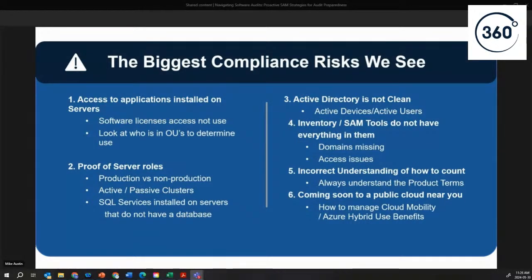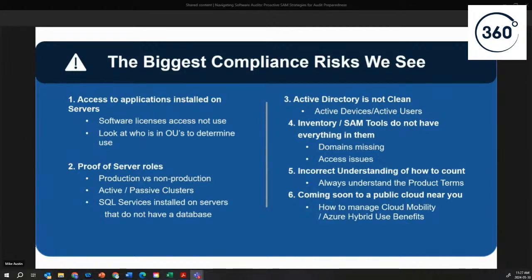IBM ILMT is a big one. I don't know how many times we get called where clients say, I'm getting audited by IBM. I'm doing subcapacity. They tell me I need ILMT. I had no clue I needed it. That's causing the problems because they're just like, well, we just assigned 2 cores and we're great. And IBM says, no, it's full capacity.